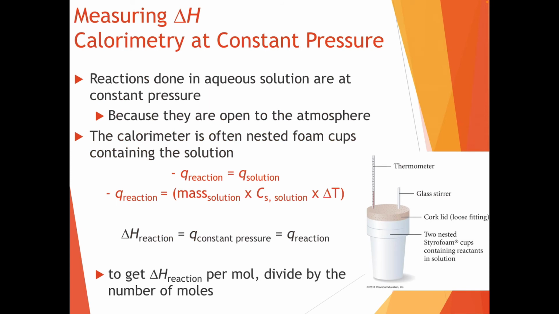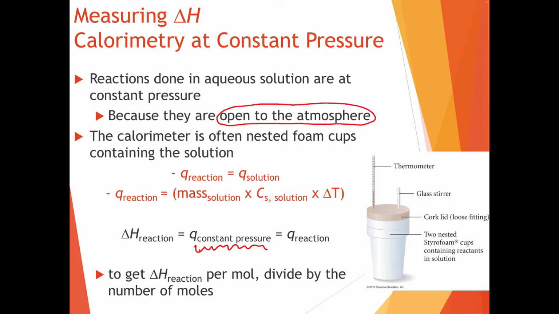Okay, our last topic for today is how we can use a calorimeter to measure delta H, to measure our enthalpy of a reaction. The reason that we would use this is because reactions are typically done in an aqueous solution, and they're done at constant pressure. So again, we can set that delta H value equal to our Q of our reaction because we are at constant pressure. So we're not worrying about any changes in pressure or changes in volume. The reason that they are at constant pressure is because they are open to the atmosphere.